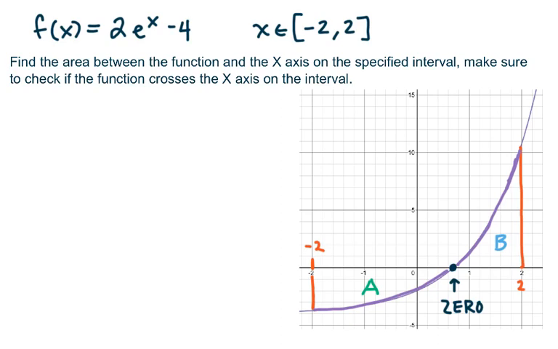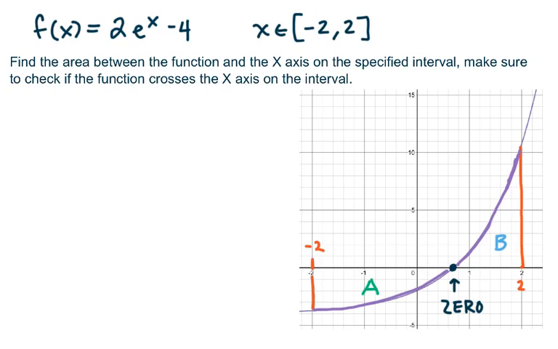Okay, so we need to know what that 0 is between -2 and 2 so that we can determine the area of region A, which we know will be negative, so we'll absolute value it, and then add that to the area of region B, which we know will be positive.